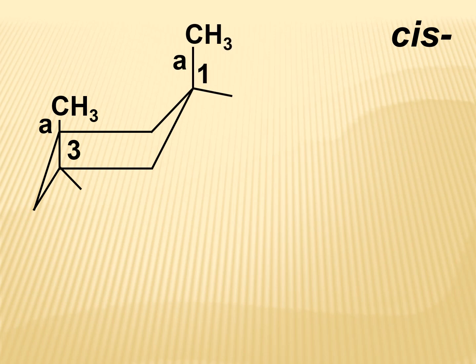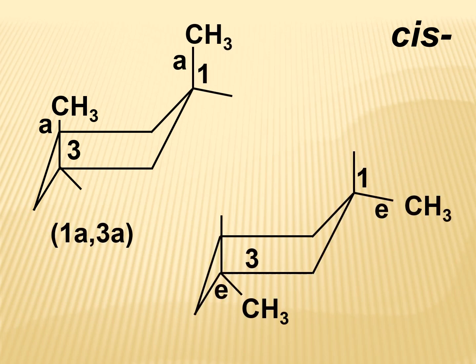So, cis has two forms. This is 1A3A and this is the 1E3E form. If you compare, in 1A3A both positions have the methyl group axial, so it will undergo diaxial interactions. So this molecule will have very high potential energy, but here the potential energy will be minimum because there are no diaxial or other types of interactions.